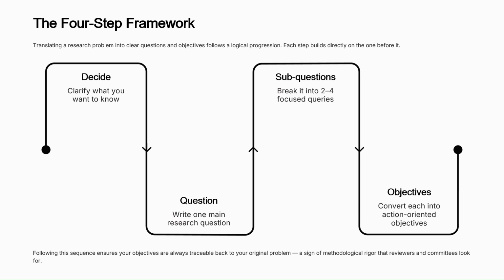This sequence is important because it creates alignment throughout the research project. The objectives should arise directly from the research questions, and the research questions should address the original problem. When these elements align properly, the study becomes coherent, systematic, and methodologically sound.